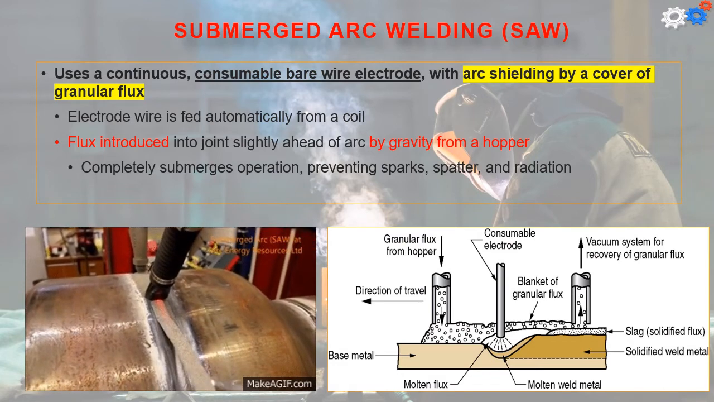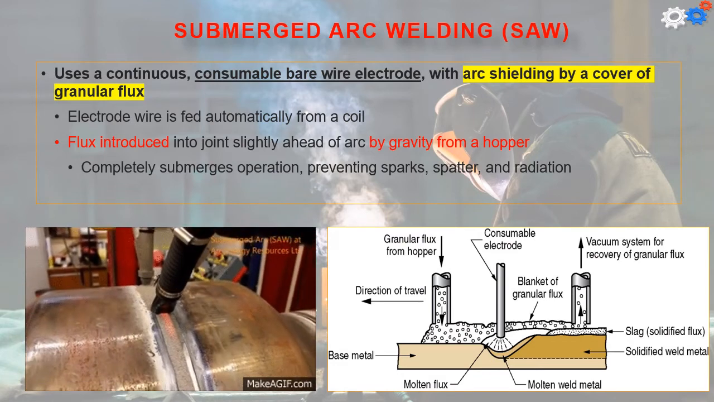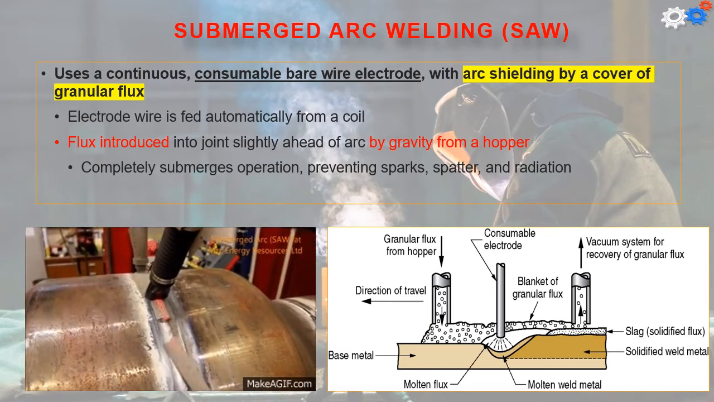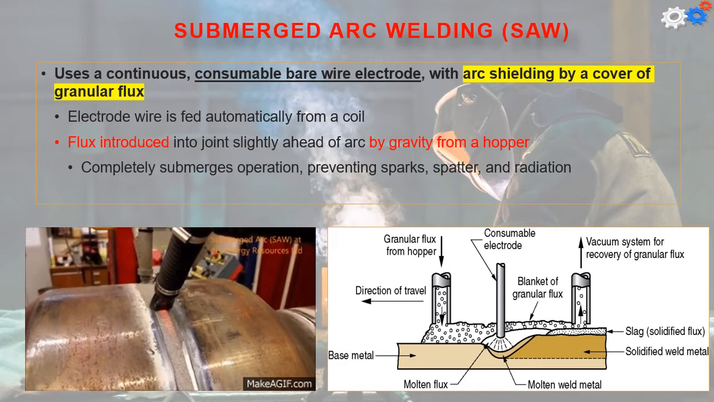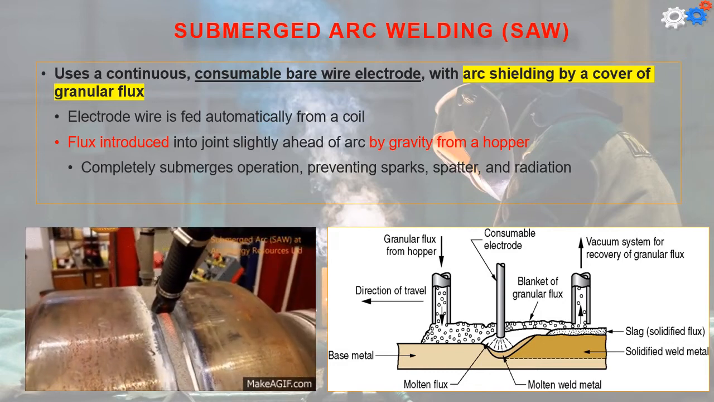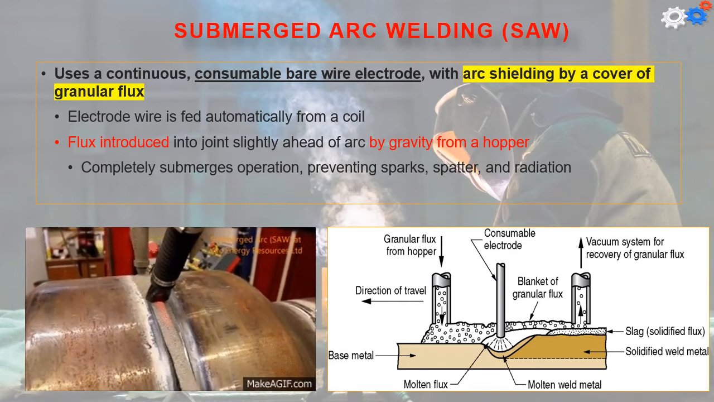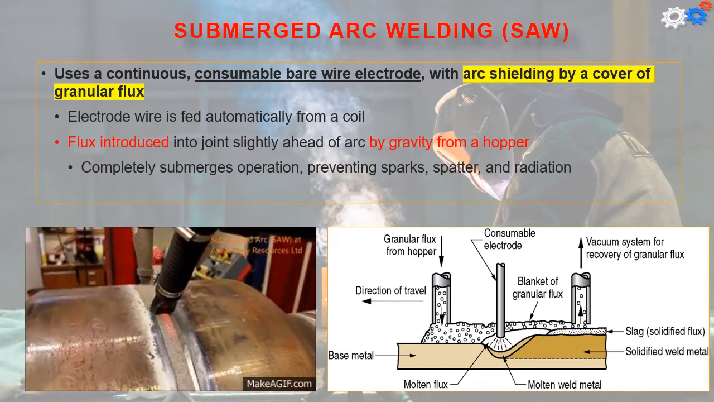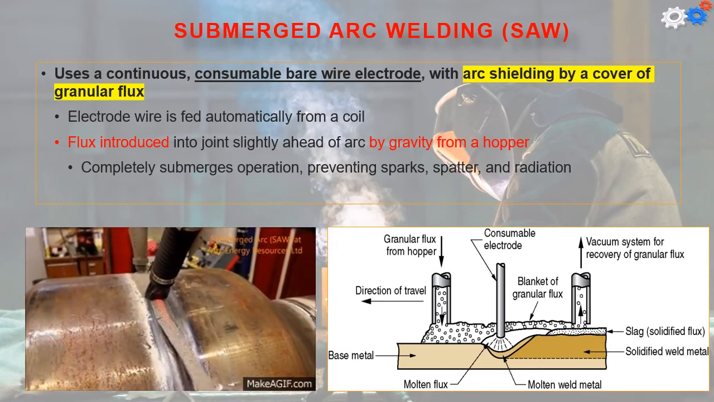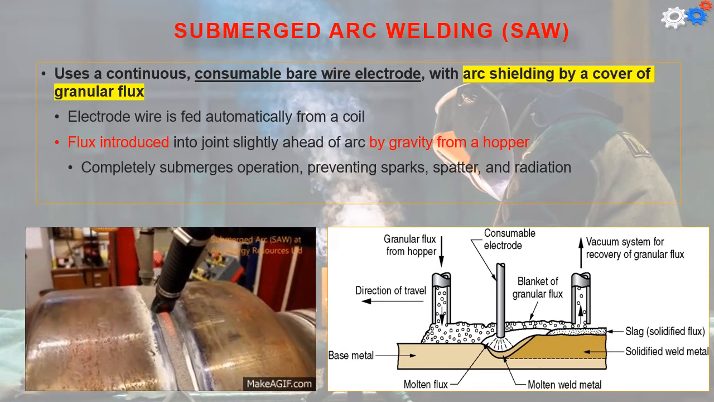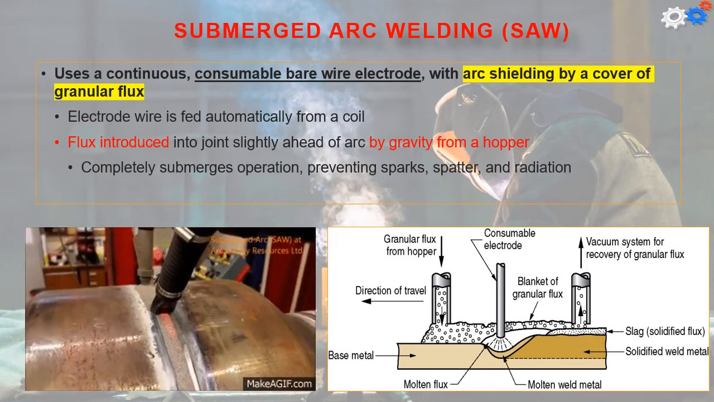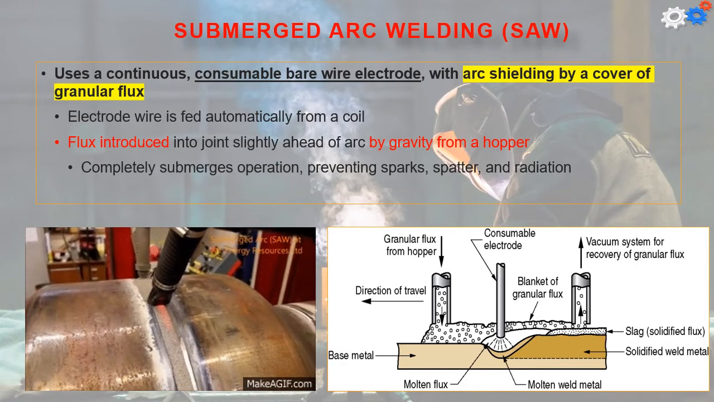Submerged arc welding uses a continuous, consumable bare wire electrode with arc shielding by a cover of granular flux. The electrode wire is fed automatically from a coil. Flux is introduced to the joint slightly ahead of the arc by gravity from a hopper. The operation is completely submerged, preventing sparks, spatter, and radiation.